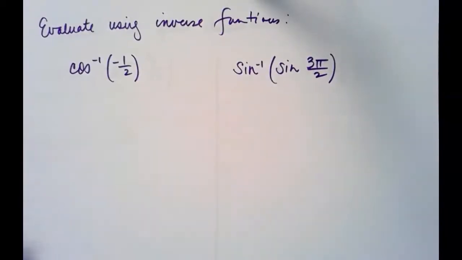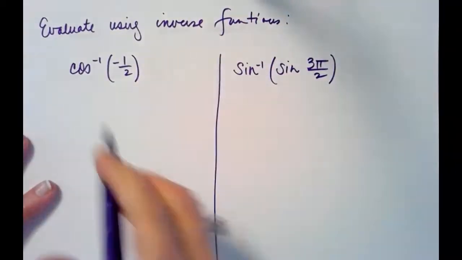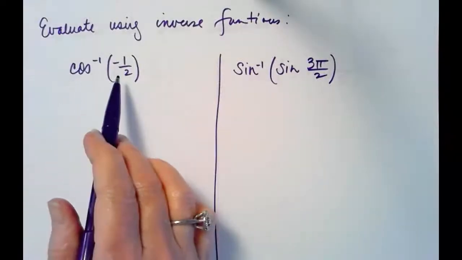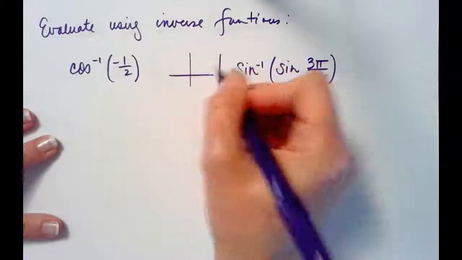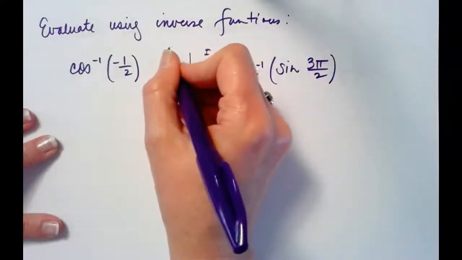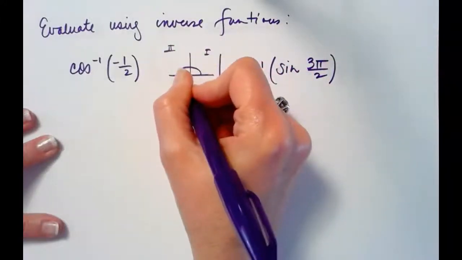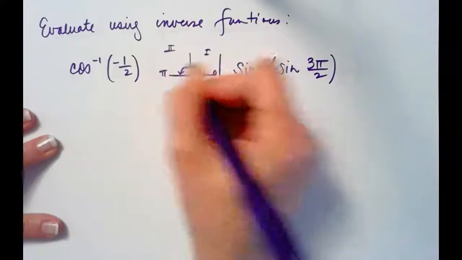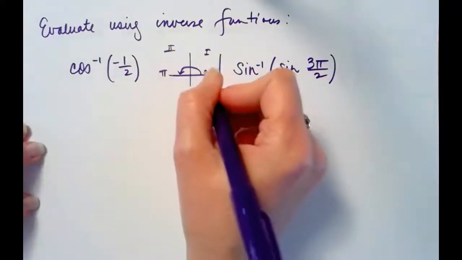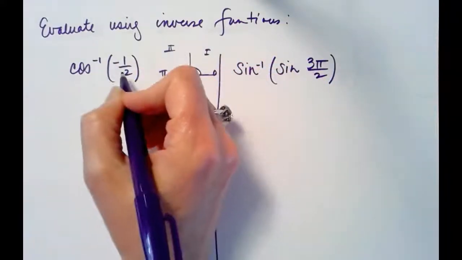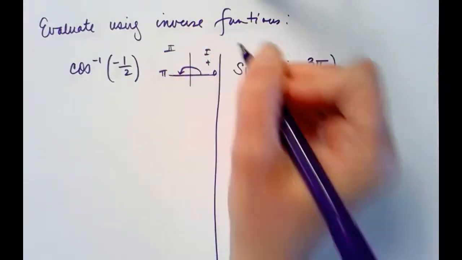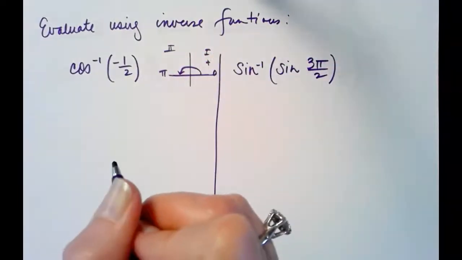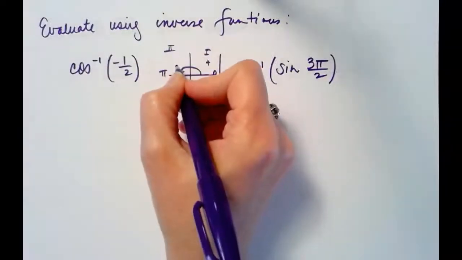This next page has us evaluating using inverse functions. So we have the cosine inverse of -1/2. If you recall from our notes, the cosine inverse only exists in quadrants 1 and 2, from 0 to pi. So where between 0 and pi is the cosine negative? Well, obviously not in quadrant 1, since everything is positive in quadrant 1. Must be in quadrant 2.